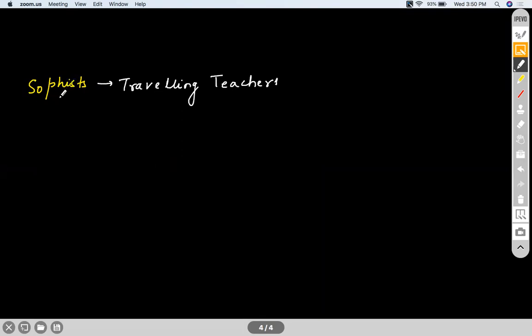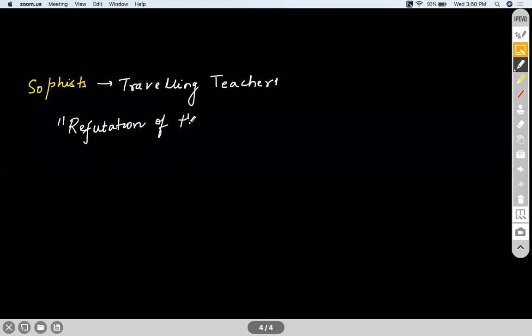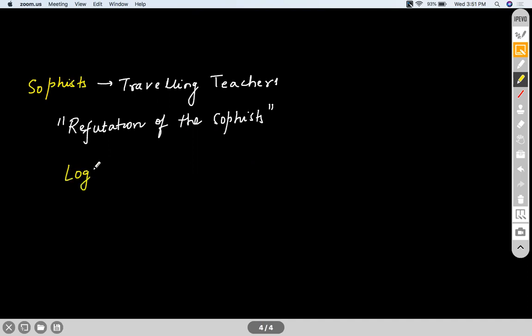And then Aristotle, who was working on geometry at that time, started writing a book called Refutation of the Sophists, where he started mentioning some kind of reasoning or logic in order to refute the arguments given by these sophists. So what we are going to study today is basically logic, which is a science of reasoning.